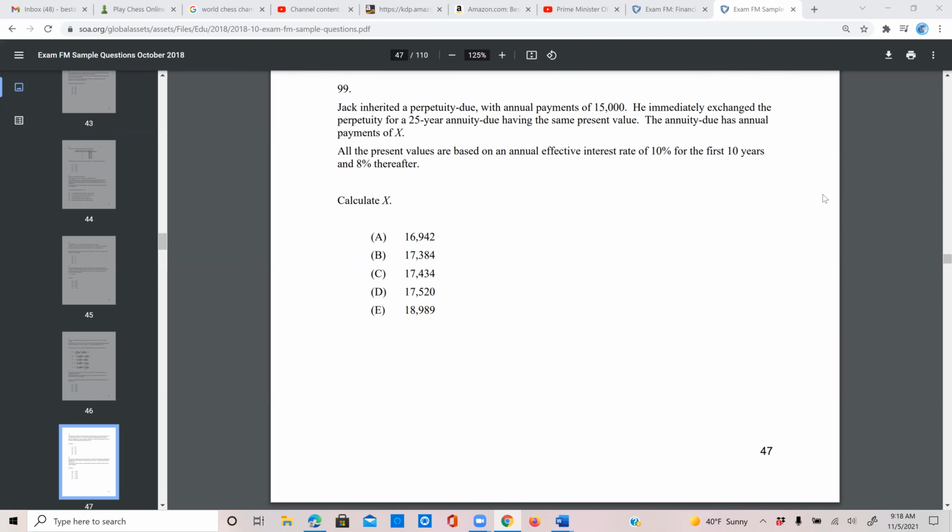Jack inherited a perpetuity due with annual payments of 15,000. He immediately exchanged the perpetuity due for a 25-year annuity due having the same present value. The annuity due has annual payments of X. All present values are based on an annual effective rate of 10% for the first 10 years and 8% thereafter. Calculate X.